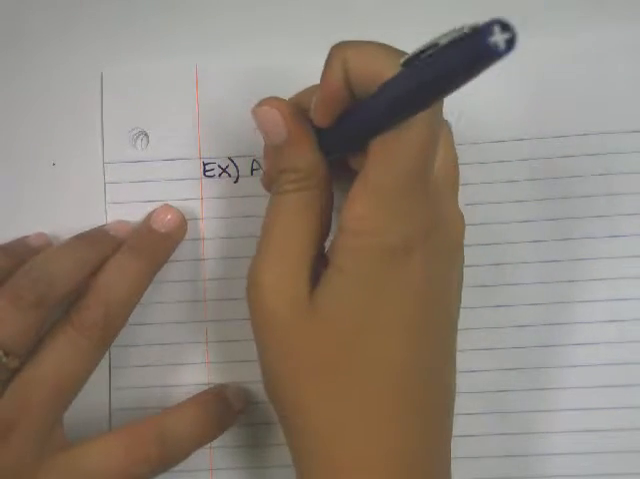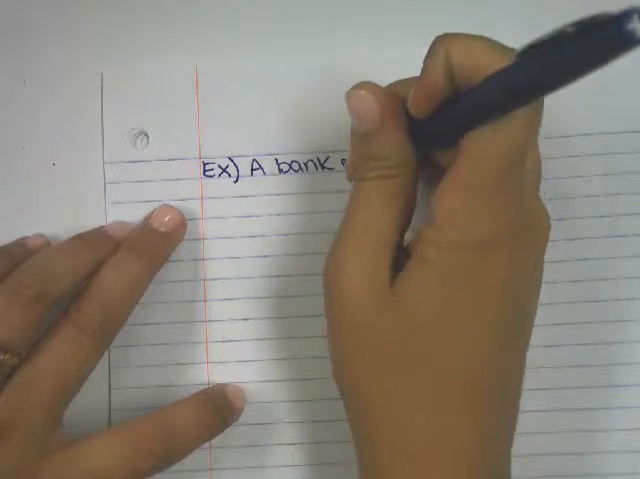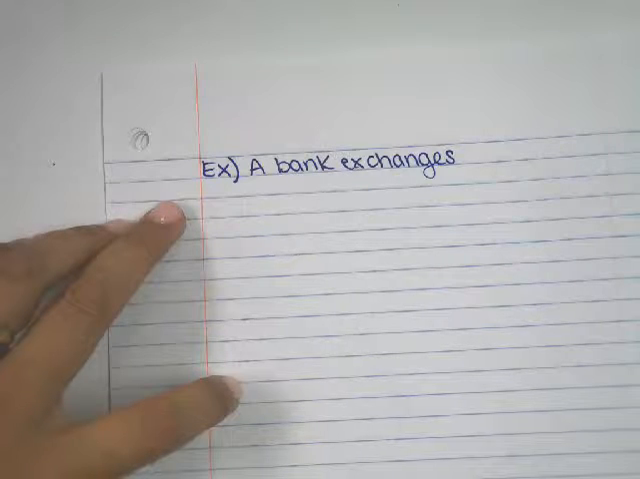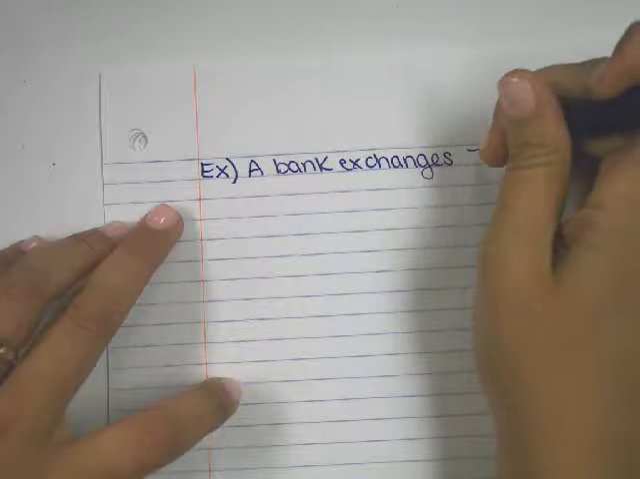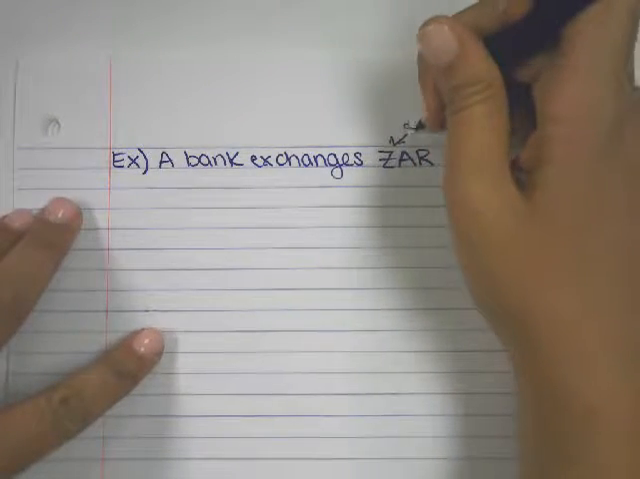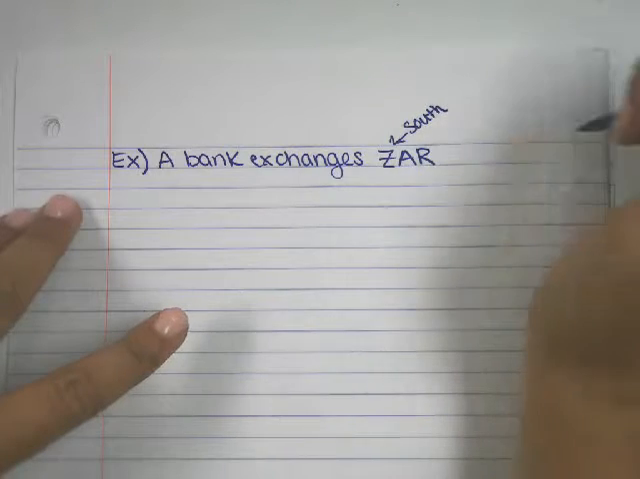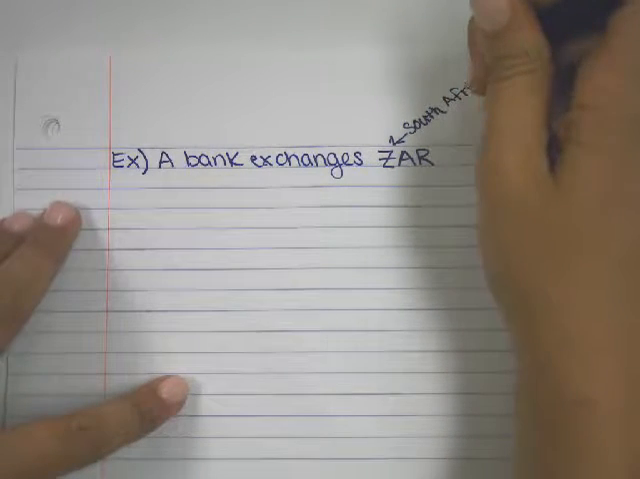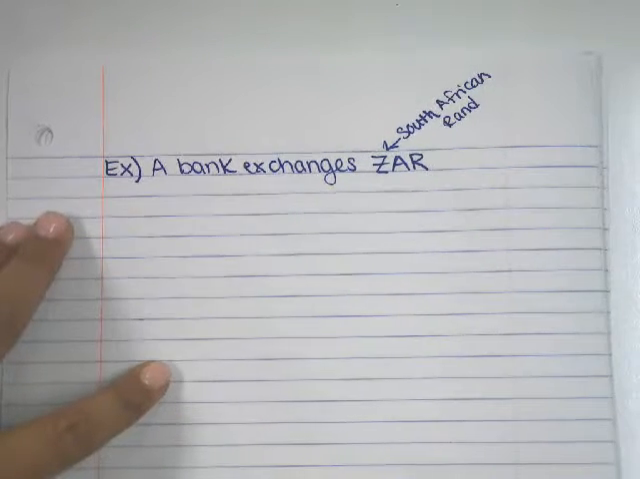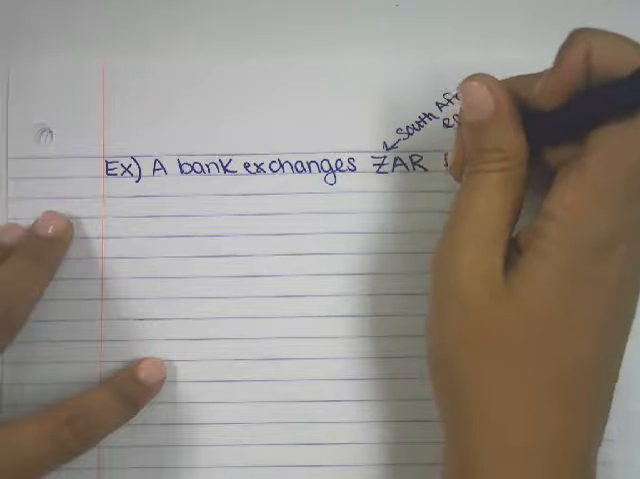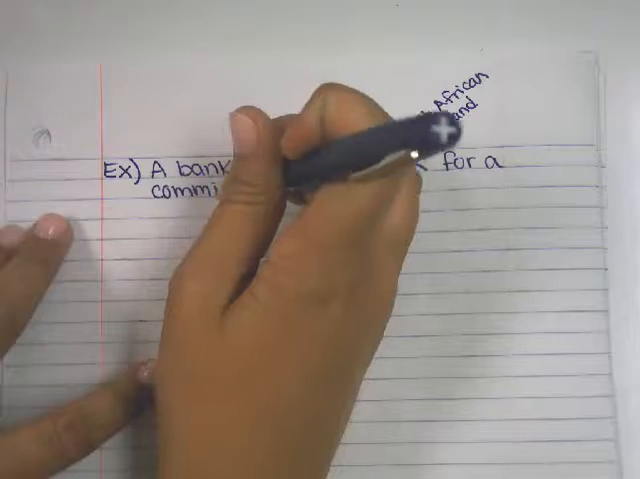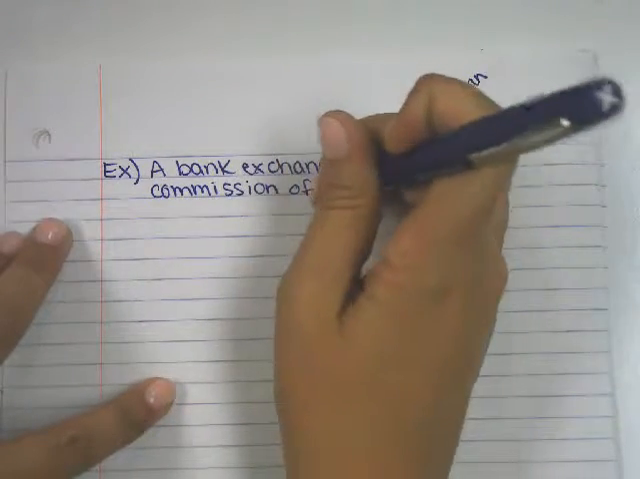So let's say a bank exchanges, and this is ZAR, Z-A-R. Once again, this is a piece of information that just adds to the things you know. This is South African Rand, is what they call it. Our abbreviation is ZAR. So they charge a commission. They don't just change our money for free. And it's 1.5%.